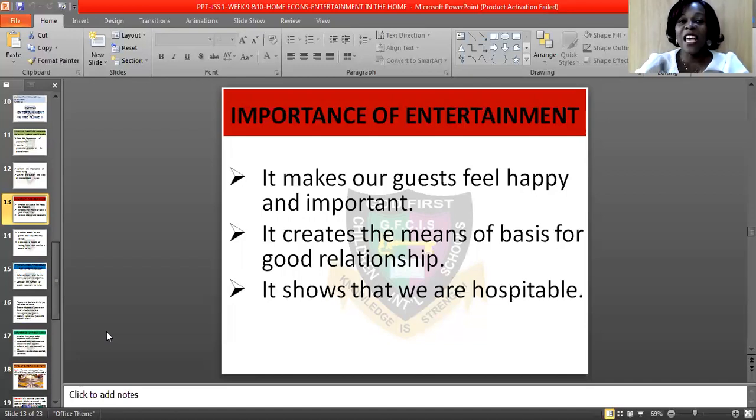Do you understand? It shows that we are hospitable. After all, if we are not hospitable, we can't just say, let us be doing it for these children. No, after all, we know that we are mature, but we need to do it for you people. Do you understand? So you have to show hospitality to your guests. Is that taken? It's very, very important. It shows that we are hospitable.